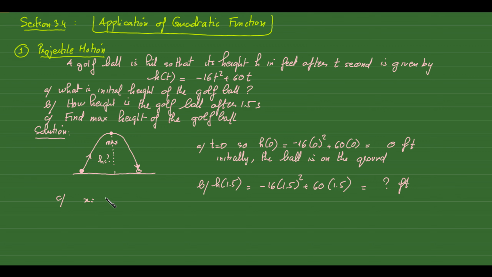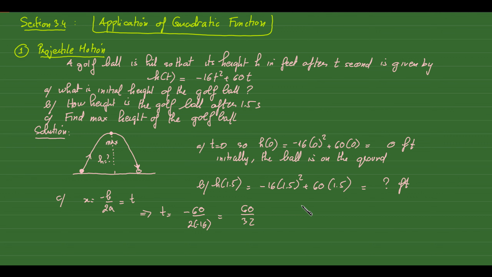So x equals negative b over 2a, right? But x in this case is t, because our function is in terms of t. So basically we want to find the t at the maximum point. So the t over here will be what? t equals negative b, which will be negative 60, over 2 times negative 16, so it will be 60 over 32.